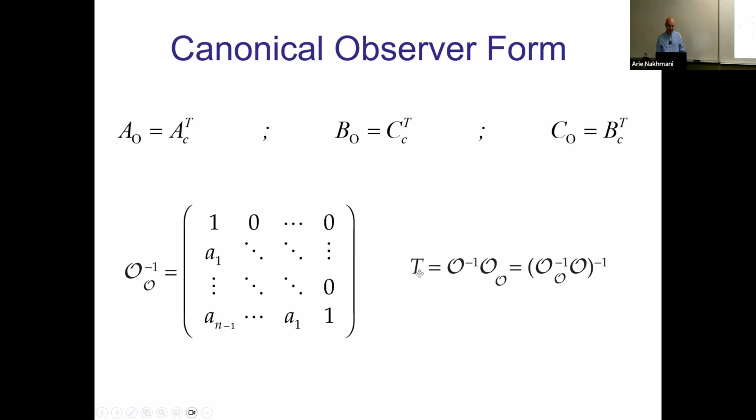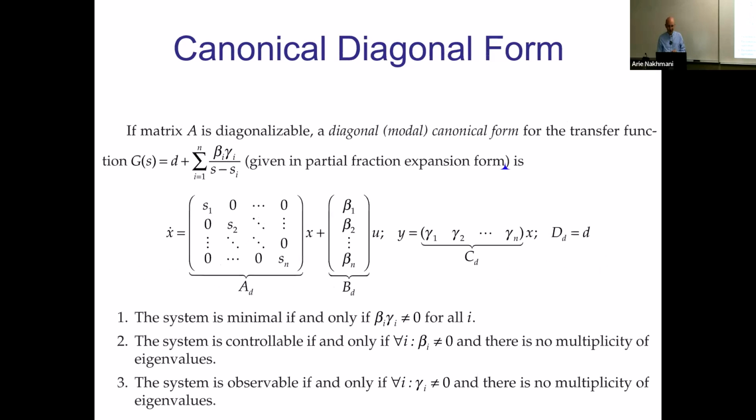Now the transform is a little bit more complex. So the transform you can compute using that formula, from anything observable to that particular state, to get these matrices. And finally, we have the diagonal form, which is the last form I will be talking about today.